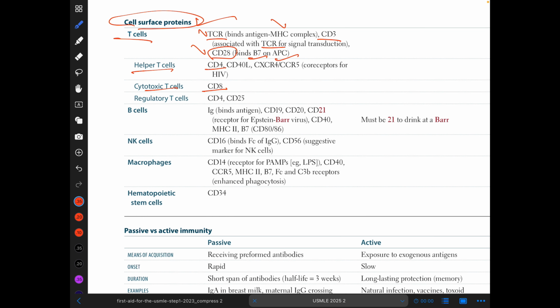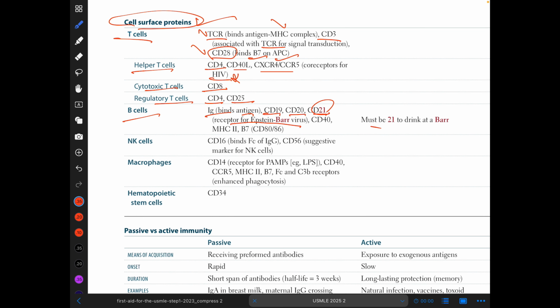Helper T cells also have CD40 ligand, which is going to bind with CD40 of macrophages and CD40 of B cells. They also have CXCR4 and CCR5, the co-receptors for HIV. Activated T cells have CD4 and CD25. The B cells have immunoglobulin that binds antigens, and they have CD19, 20, 21, the receptor for Epstein-Barr virus.